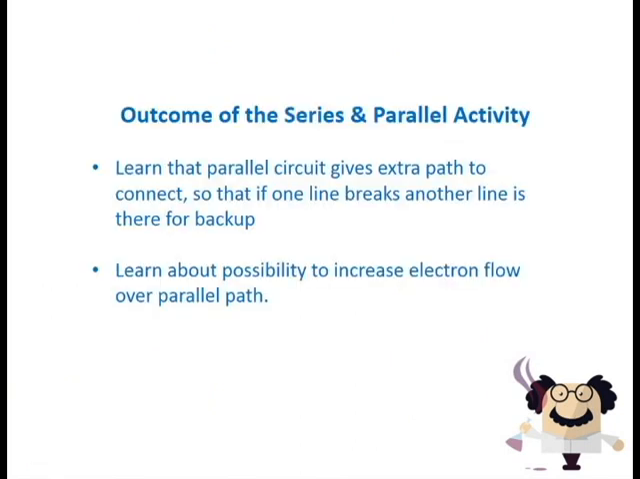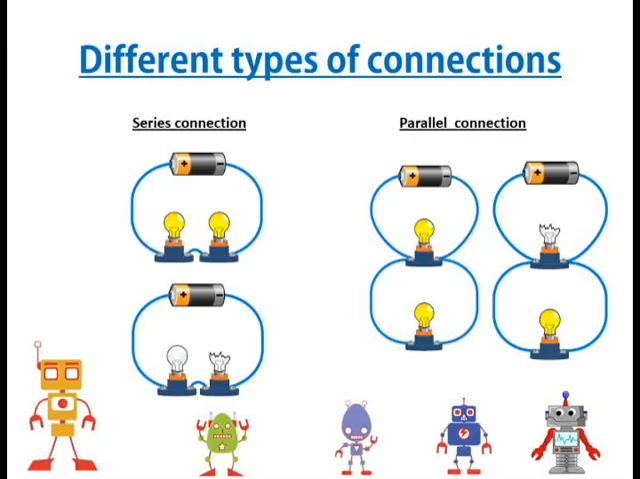Outcome of the series and parallel activity. Learn that a parallel circuit gives an extra path to connect so that if one line breaks, another line is there for backup. Learn about the possibility to increase electron flow over a parallel path. In case of series connection, if one device in the circuit fails, then the other device in the circuit won't work. But in case of parallel connection, the other devices are not impacted if one device fails, as shown above.